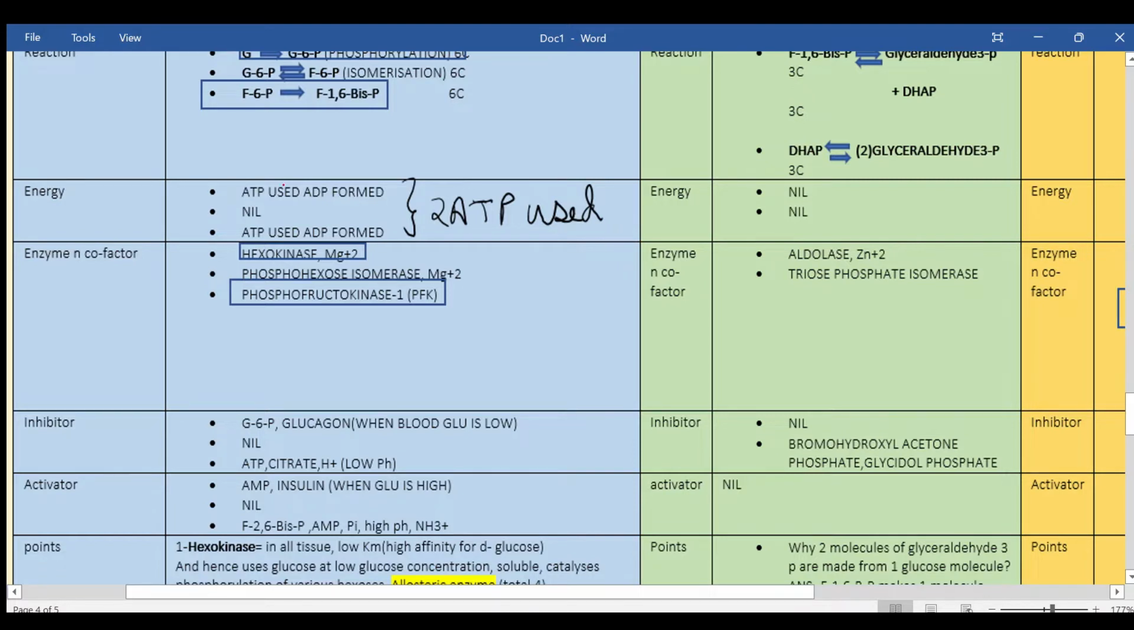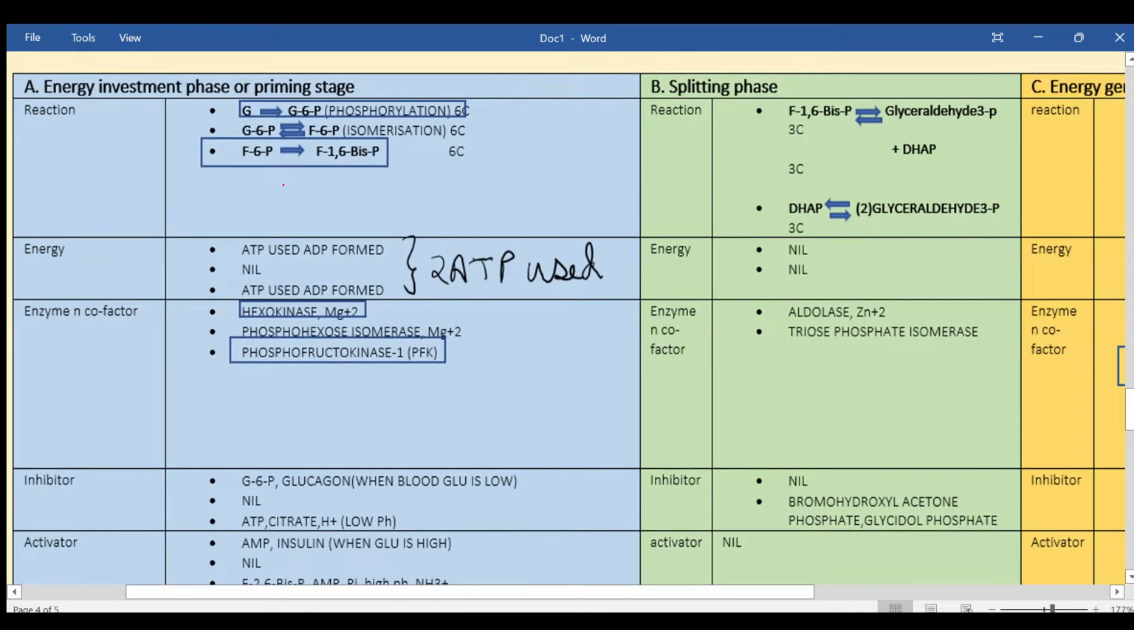And where are they used? In the first step, that is glucose to glucose 6-phosphate, 1 ATP is used up, ATP converting into ADP, right? In the second step, that is the reversible phase of glycolysis, no ATP is used up, that is nil ATP molecule. In the third step, again 1 ATP is used up. So in total 2 molecules of ATP are used up.